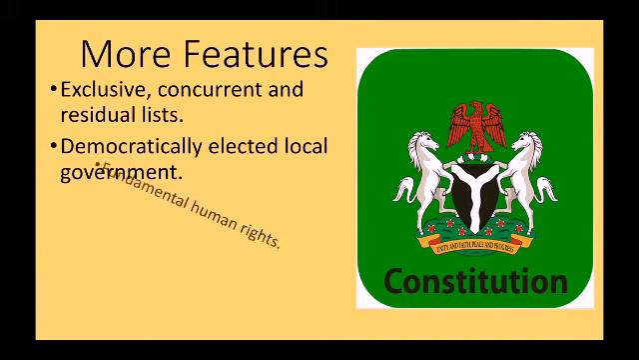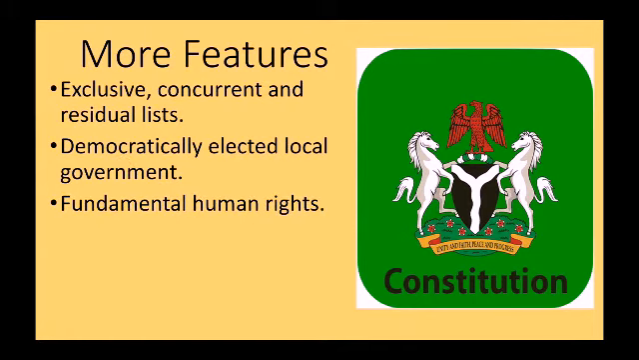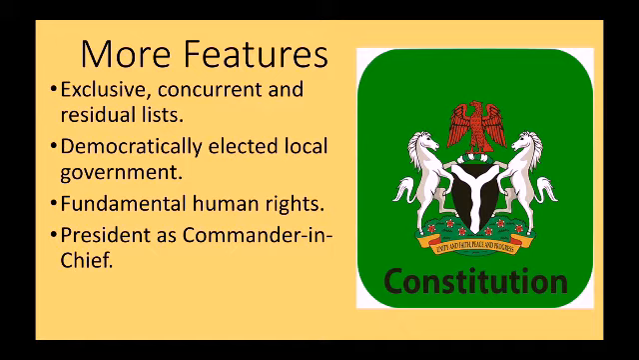Again, there were fundamental human rights. The 1979 Constitution made provision for the fundamental human rights of the citizens. Within the provision of the Constitution also, the president was seen as the commander-in-chief of the armed forces. With his position as commander-in-chief, he can declare a state of emergency, he can as well declare war if need be, and so on and so forth.